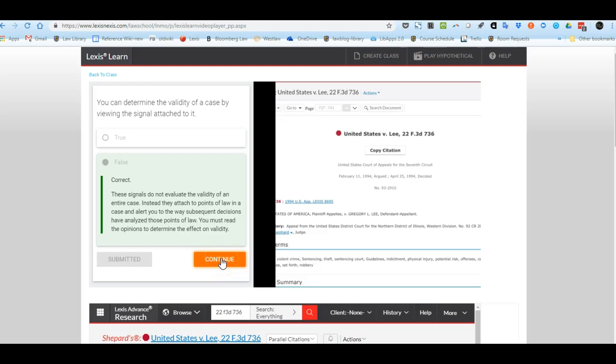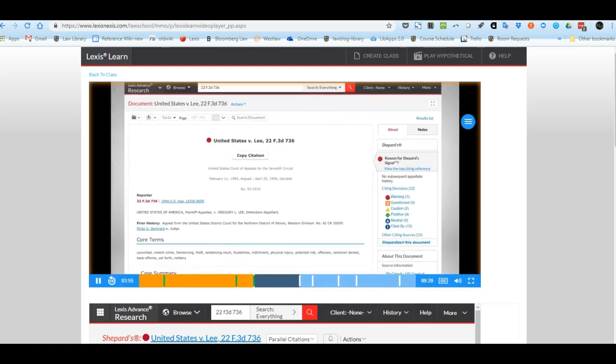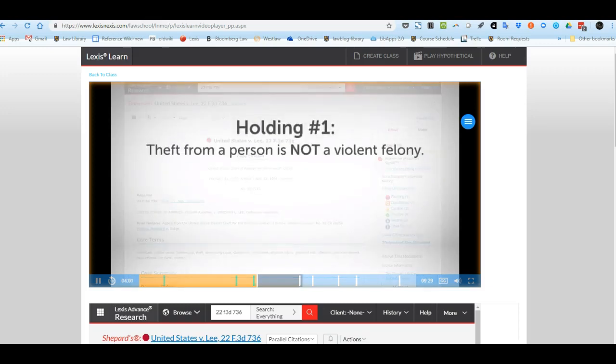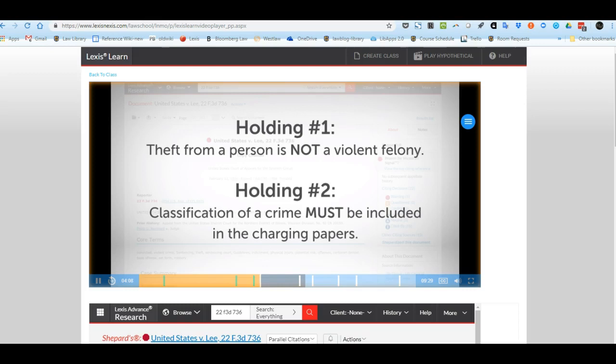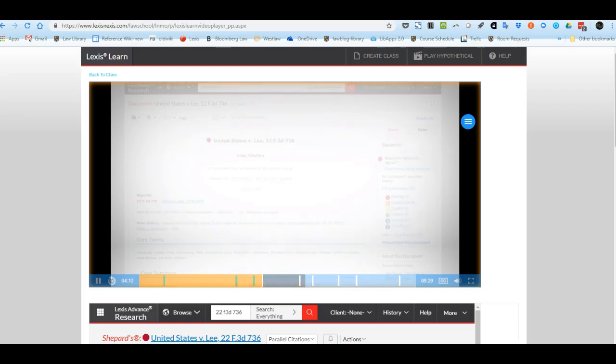Ready to continue? Remember, there are 2 holdings from the Lee case you are researching. Holding number 1, theft from a person is not a violent felony. Holding number 2, classification of a crime must be included in the charging papers.